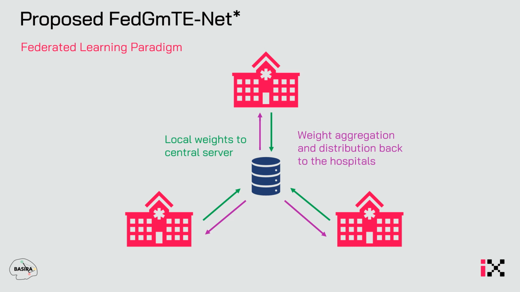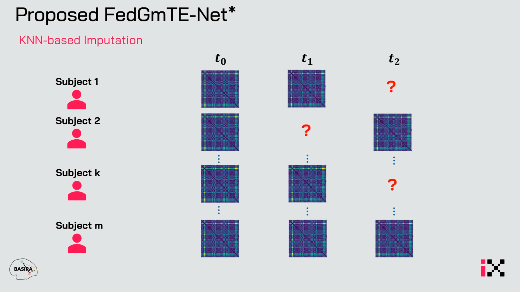Now, moving to the model of each hospital individually. Each local hospital has its own dataset with subjects. However, since we are dealing with longitudinal datasets, it is expected that some of the subjects will have missing data at some time points. Our only prerequisite is that they all have full availability at the baseline time point. So we need to find an efficient way to deal with the missing data.